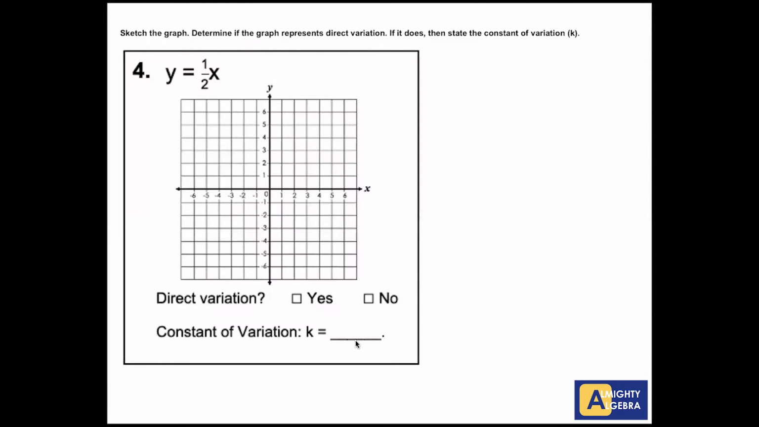The directions for question number 4 ask you to sketch the graph and then determine if the graph represents direct variation. If it does, state the constant of variation K. Before we start this question, let's first talk about what direct variation is.